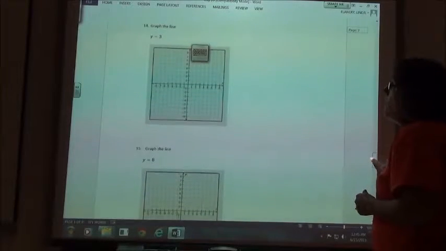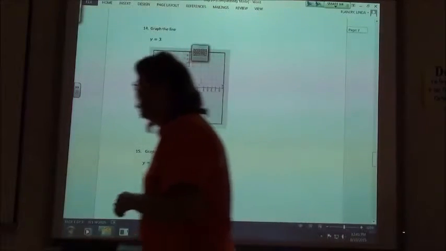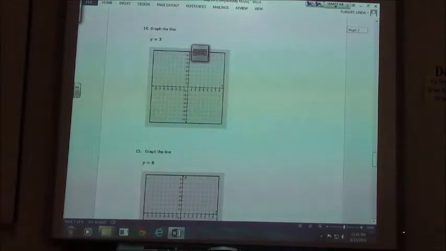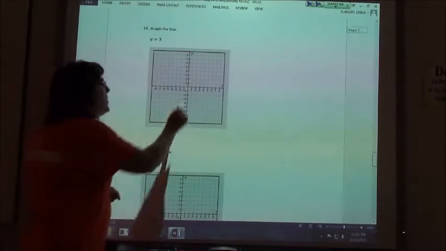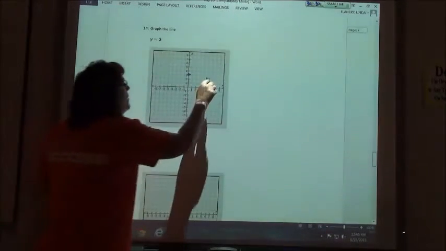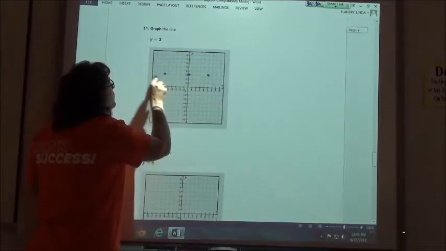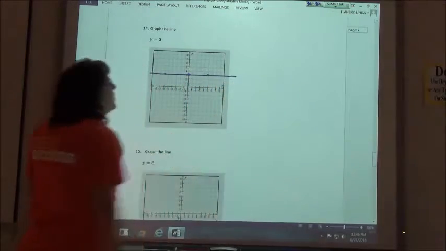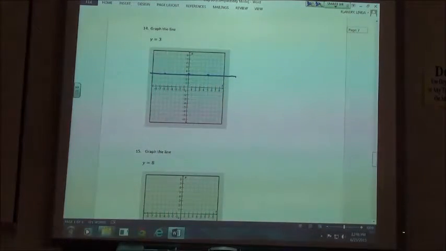So on number 14, we have the line y equals 3. If it's y equals our number, which way does our line go? Horizontal, right? So on my y-axis, I'm going to mark where 3 is. I know my line has to go horizontally, so either to the left or the right, or both, whichever way you want to mark it. But if you're just using the ruler, you just have to go one or the other, and then you can draw your line.